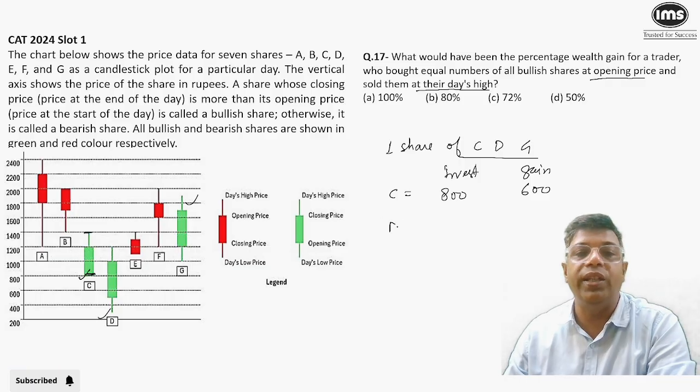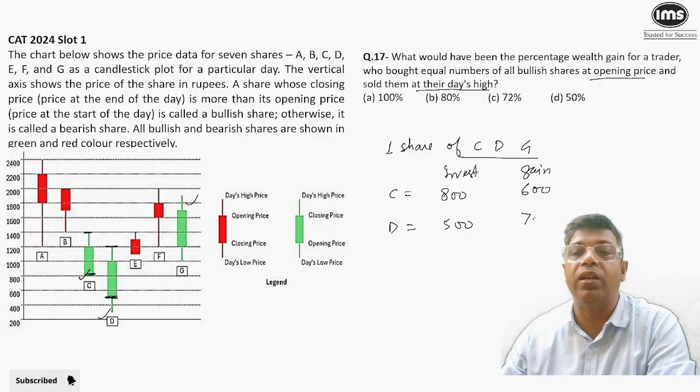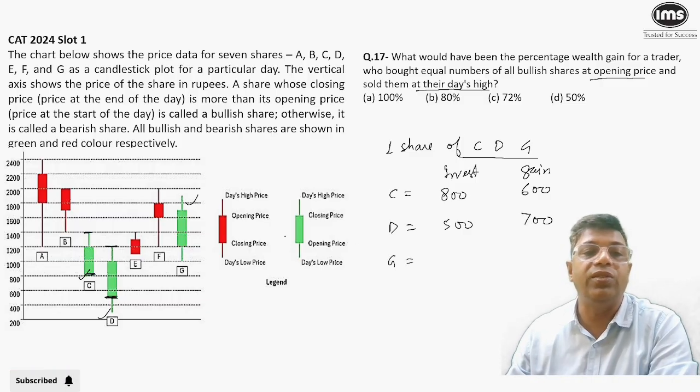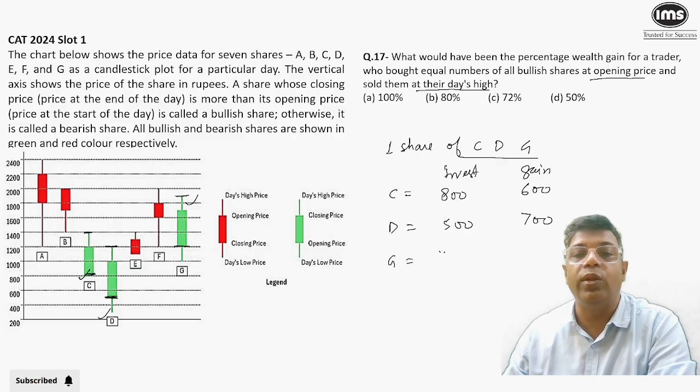Next bullish share is D. You are buying at this price, that is 500, and you are selling at 1200. It means making a gain of 700. And the last one is G. You are buying at 1200 and selling at 1900. So again, making a gain of 700 and making an investment of 1200.